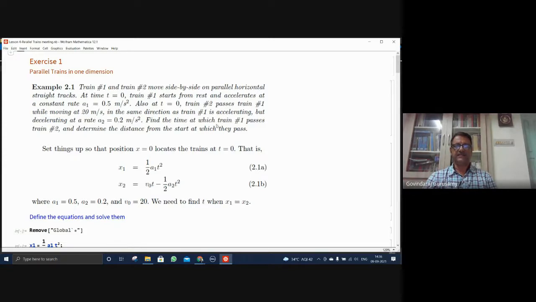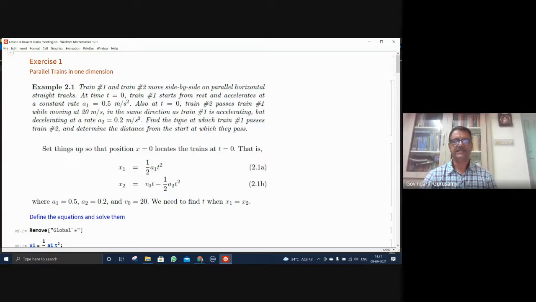Find the time at which train number 1 passes train number 2, and determine the distance from the start at which they pass. So read it one more time. Then think about what could be the equations of motion for them, and what should be done to solve this: finding the time at which train number 1 passes train number 2 and determining the distance from the start at which they pass. Which means at t equal to 0, they are passing each other.